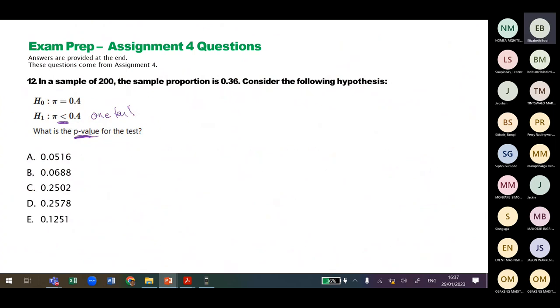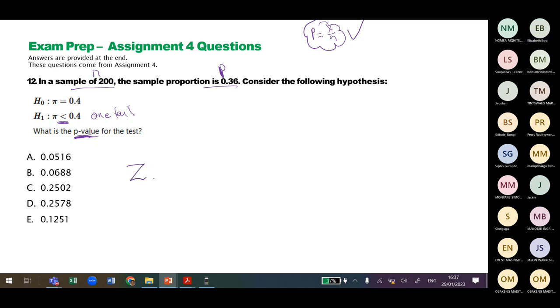So going back, we are given the sample size n. We are given the sample proportion. So we don't even have to calculate the sample proportion. If they didn't give us the sample proportion, we would have used x over n to calculate it. So they have given it to us. The population proportion is always stated in the hypothesis testing.